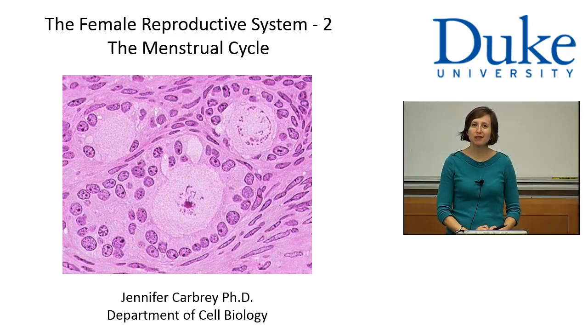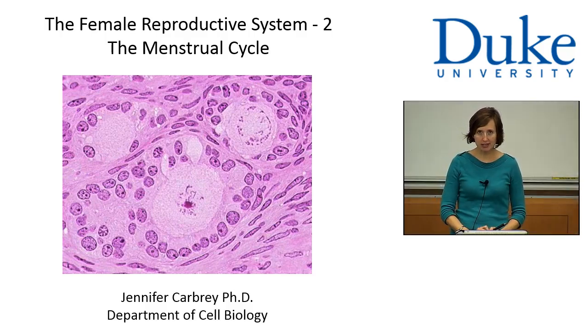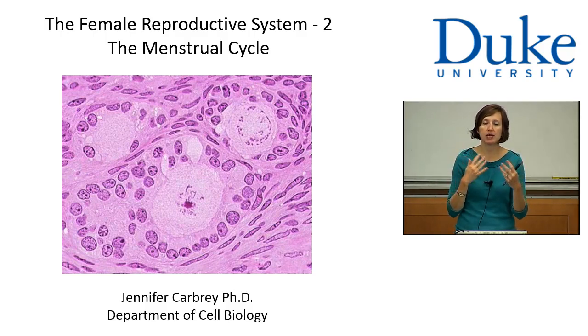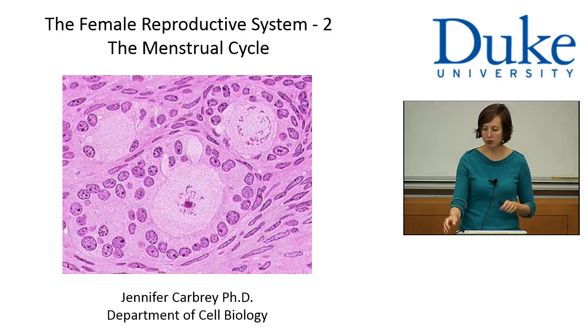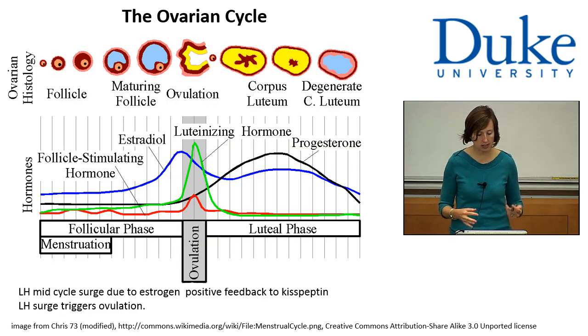Hello, we're going to finish the female reproductive system. We're almost there. We now understand how the cycle of the ovary occurs, but now to understand the full menstrual cycle, we've got to understand what happens with the uterus. So that's what we're going to start to talk about.